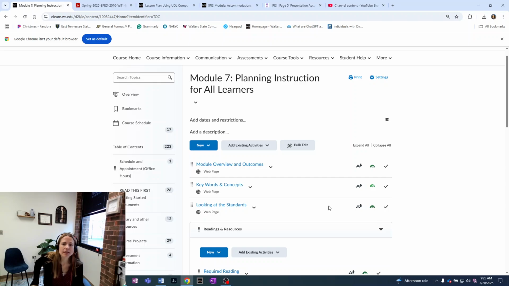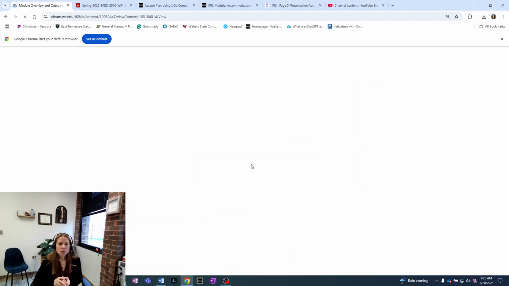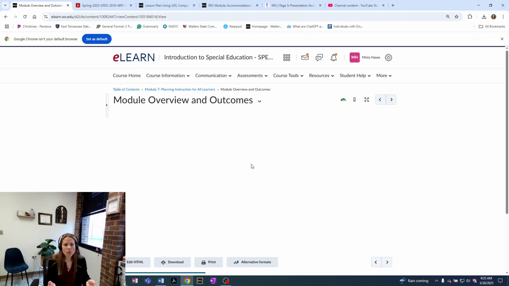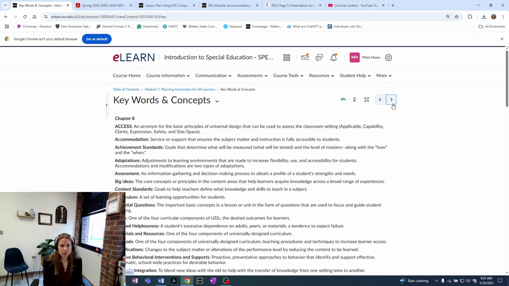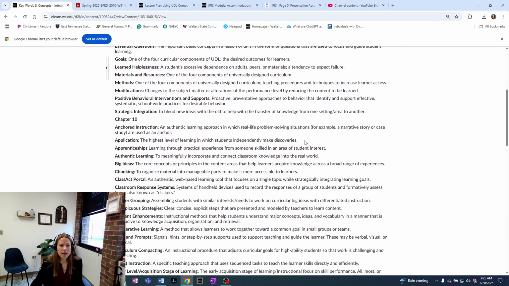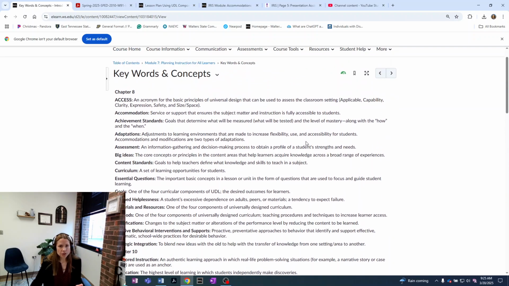As I mentioned, Module 7 is Planning Instruction for All Learners, specifically focusing on UDL principles and outcomes. So when we're looking at an overview, I want you to look at what our focus is. Our focus is we're going to read Chapter 8 in our textbook, right? We have some key words, which is our focus. There are 2 chapters that go along with this module, and the reason I added an extra chapter for you, and I know it's heavy, that's why you have 2 weeks to do it, is because when we talk about Chapter 8, it's really looking at how you are designing this lesson, right?